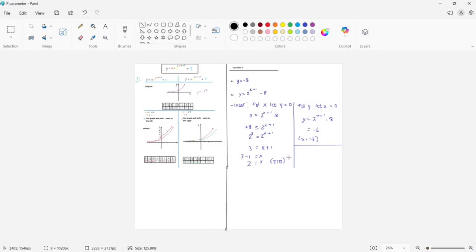Do you guys remember? It's bigger than 1. Remember we said when our B is between 0 and 1, then we're gonna have a decreasing graph. However, when it is bigger than 1, then it's increasing.